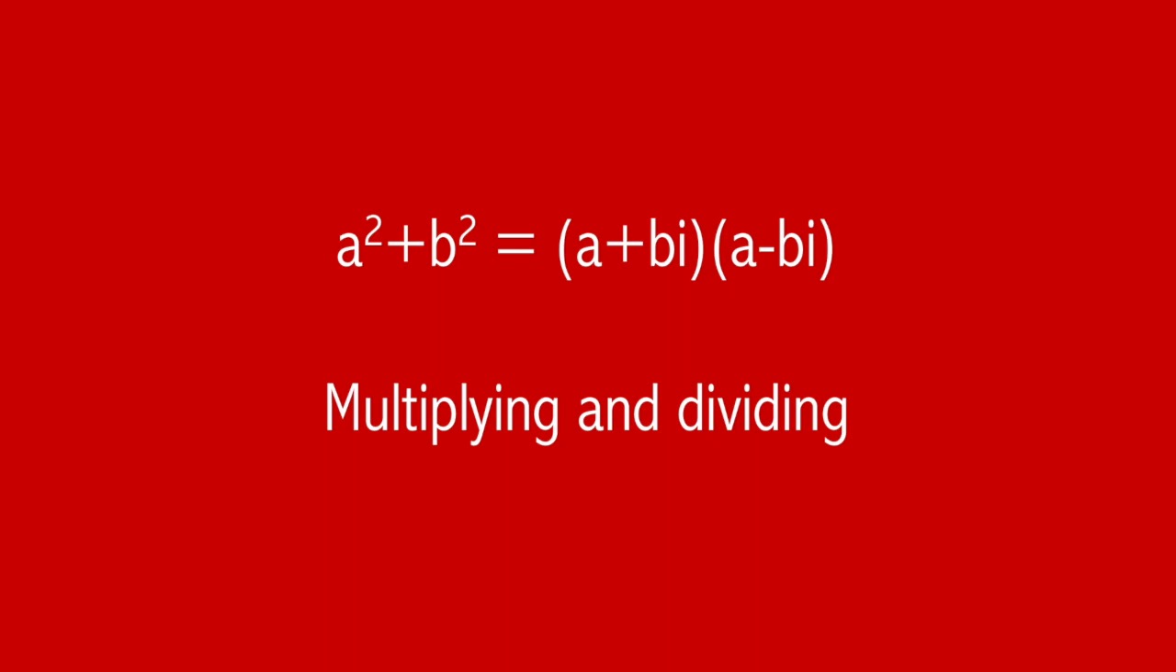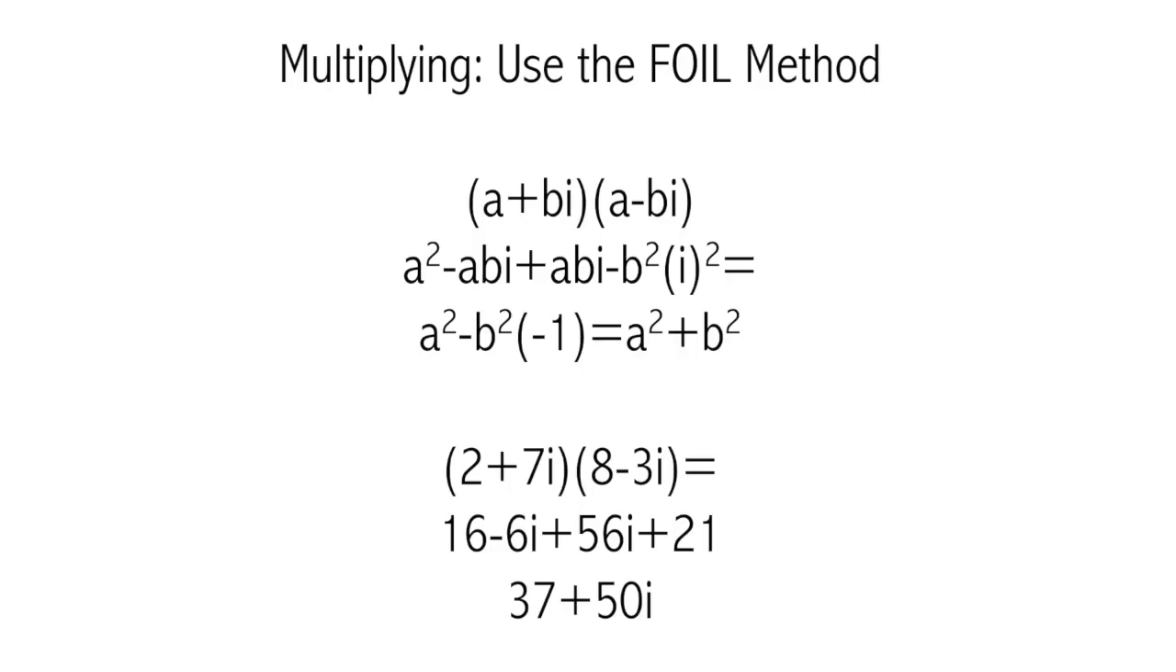a square plus b square is equal to (a plus bi) into (a minus bi). Now that's our identity, just like we had a square minus b square is equal to (a plus b) into (a minus b). a square plus b square is equal to (a plus bi) into (a minus bi). And with that, we'll go into multiplying and dividing complex numbers.